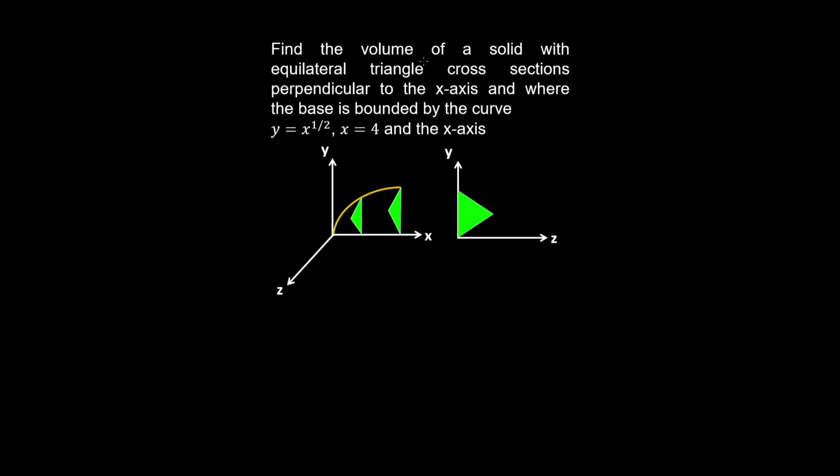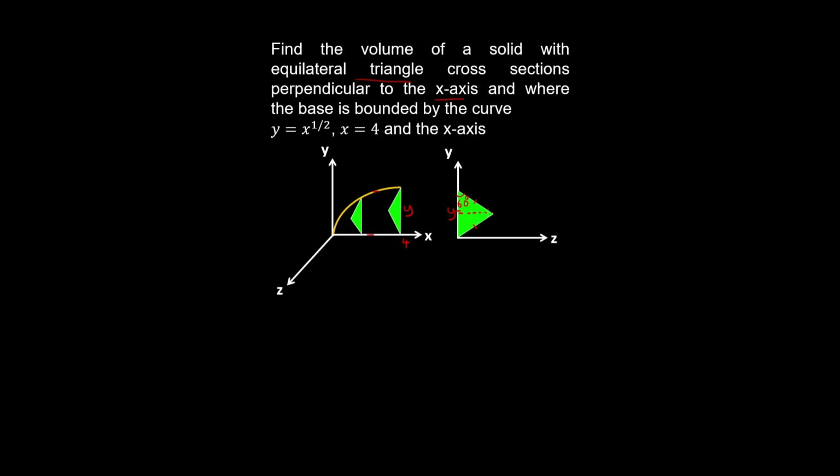Let's find the volume of a solid with equilateral triangle cross sections that are perpendicular to the horizontal axes. So the triangles lie in the YZ plane. And the base is bounded by the curve y equals x to the 1/2, the vertical line at x equals 4, and the horizontal axes. So the dimension of the triangle is described by y and each edge has equal length. And a triangle has equal angles of 60 degrees because it's an equilateral triangle.